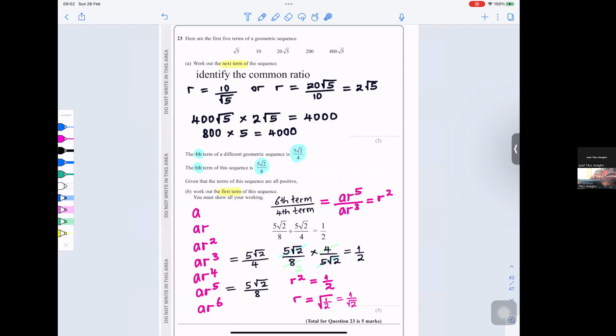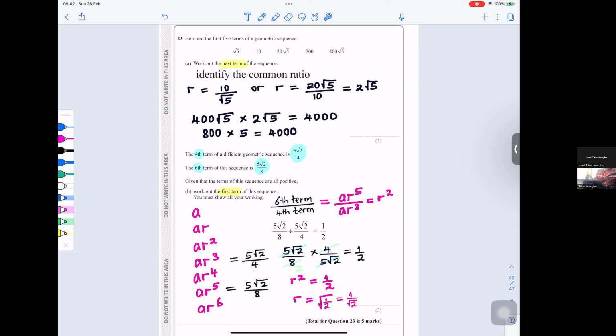Here are the first 5 terms of a geometric sequence. Work out the next term of the sequence. You need to identify the common ratio. The common ratio is what you multiply by to get from the first one to the second, from the second to the third, from the third to the fourth.